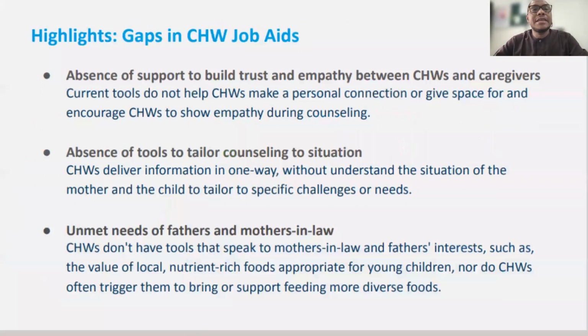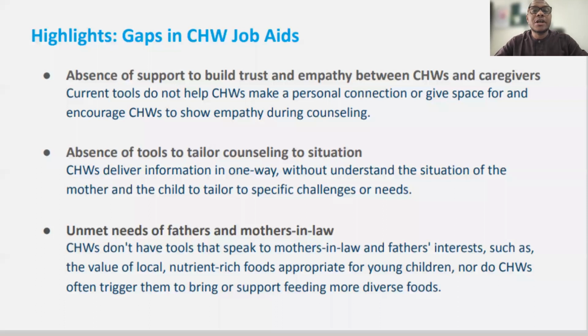So the key findings from the discovery phase of the HCD process are summarized here. There was an absence of support to build trust and empathy between community healthcare workers and caregivers. The current tools, like I said earlier, do not allow for that personal connection to be established between community healthcare workers and caregivers. So that initial empathy that needs to be built between the counselor and the caregiver doesn't happen, and this tends to affect the process of counseling from there on.